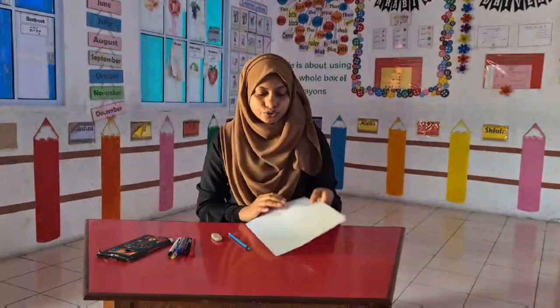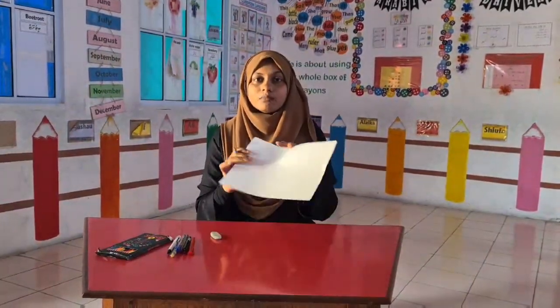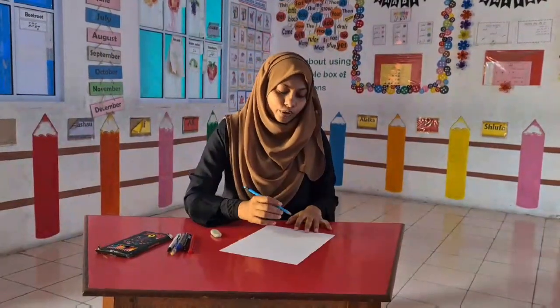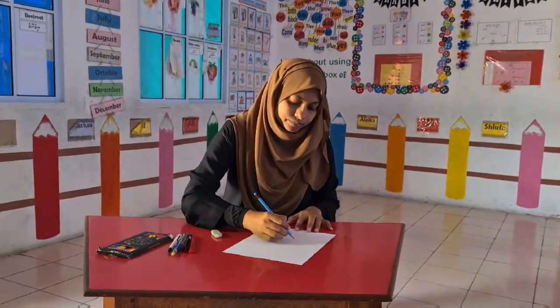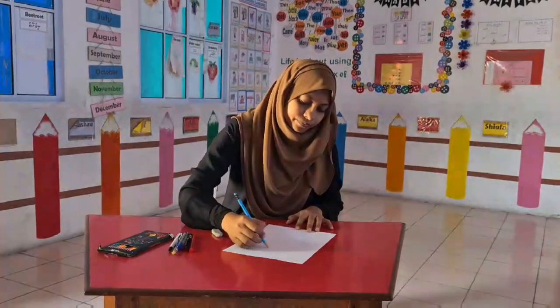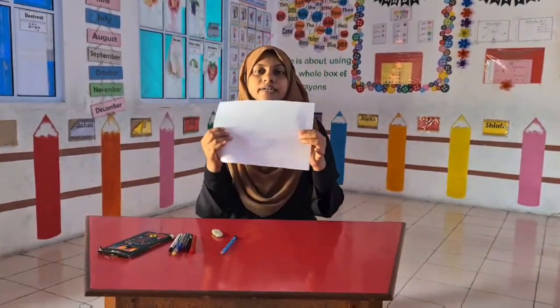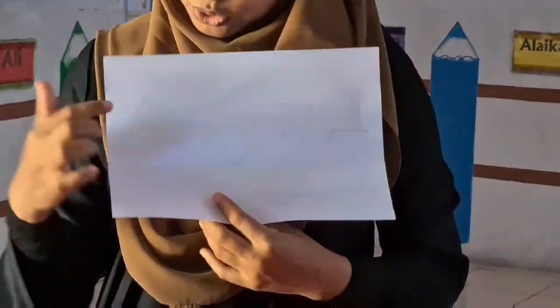I'm going to show you how you can do this activity. You can follow along with me. At first, you are going to write a name on this A4 paper using a pencil. Remember to write very lightly in capital letters. I have written the name Zuha. Remember to leave space between each letter.